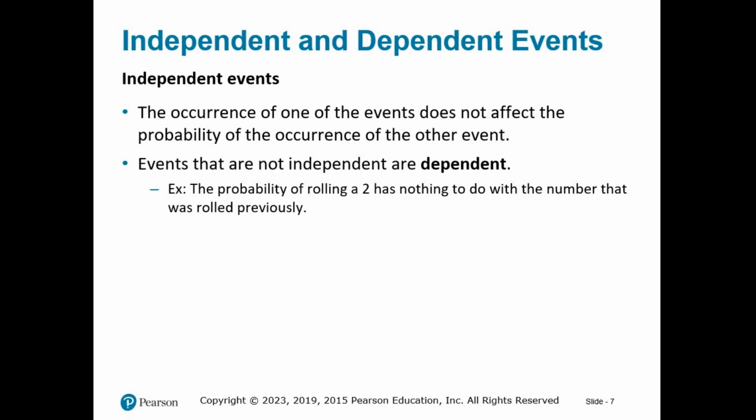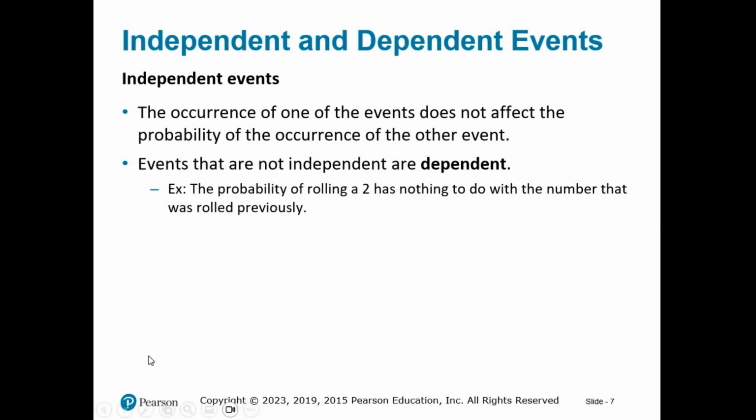Consider, for example, the probability experiment of rolling a fair six-sided die. The probability of rolling a 2 has nothing to do with whatever number was rolled previously. The outcomes that happen when you roll a die are independent of each other. It doesn't matter what was rolled previously. It does not affect the probability of getting a certain outcome on the next roll.